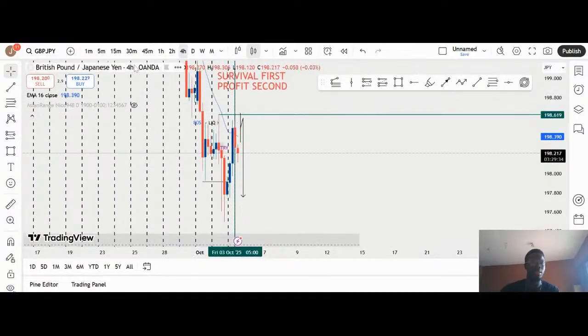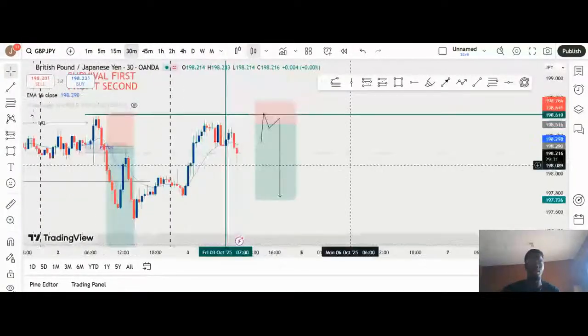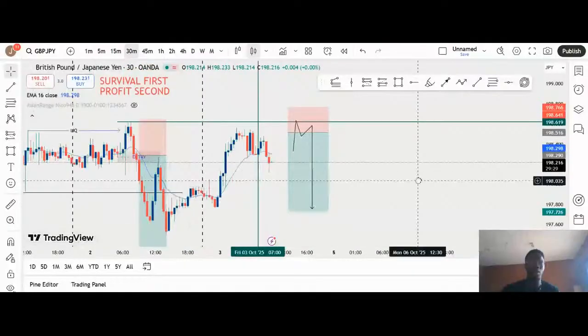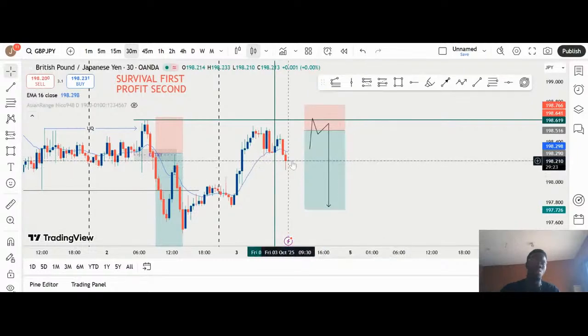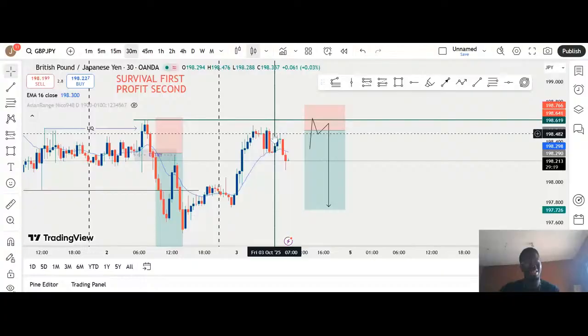GBPJPY retraced again, went down to the 30 minutes time frame, and what are we looking for? We are looking for a liquidity sweep. You see, the market has not swept liquidity. The only reason is the market has closed below the moving average. But my problem with GBPJPY is that there's no liquidity sweep here. There's no liquidity sweep here.